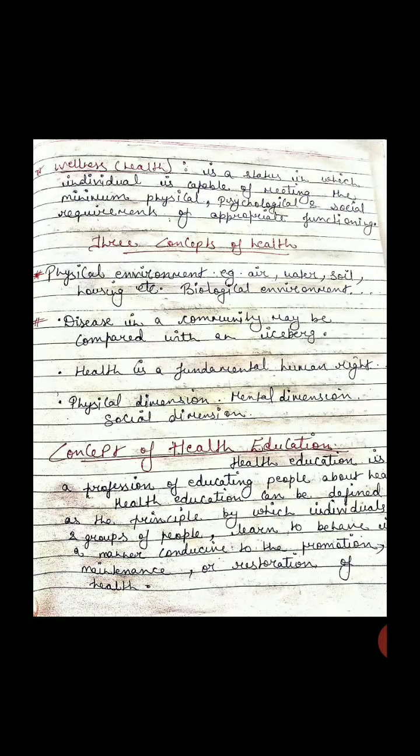Now, what are the concepts of health? Three concepts of health are there. Physical environment, for example air, water, soil, housing, etc. We can call it the biological environment also. Then, disease in a community may be compared with an iceberg. According to this, health is a fundamental human right, with physical dimension, mental dimension and social dimension.